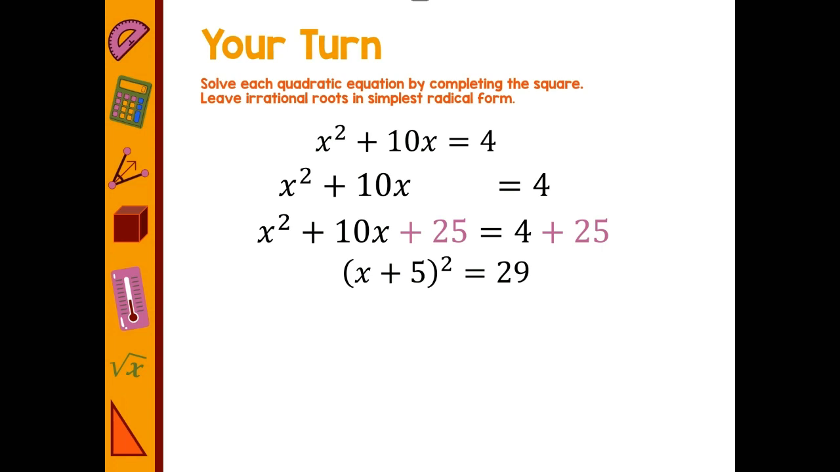Then I can take the square root of each side and subtract 5. So I get negative 5 plus or minus the square root of 29. And I'm just going to double check to make sure that square root of 29 doesn't have any perfect square factors. It won't simplify any further. I'm just going to leave that as negative 5 plus or minus the square root of 29.